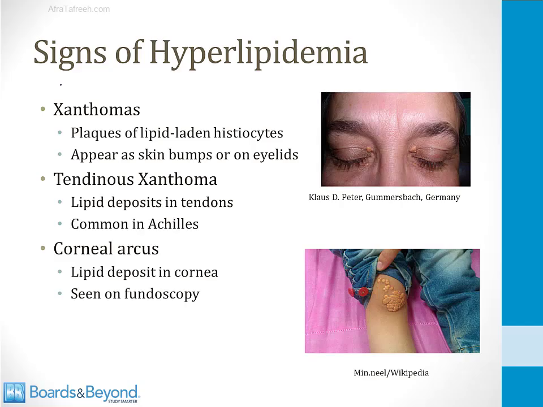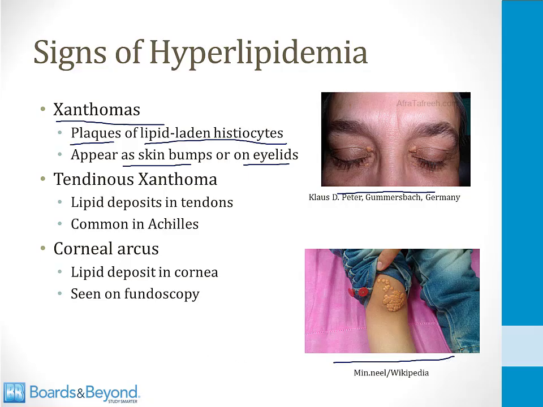Some of the signs of marked hyperlipidemia include xanthomas. Xanthomas are plaques that you can see on the skin, and they're made up of lipid-laden histiocytes. Histiocytes are macrophages, and they fill up with lipids and form xanthomas. These will appear as bumps on the skin, often on the eyelids. This is a picture of a patient who has xanthomas on the eyelids, and this is the picture of a child who has a xanthoma on the forearm.